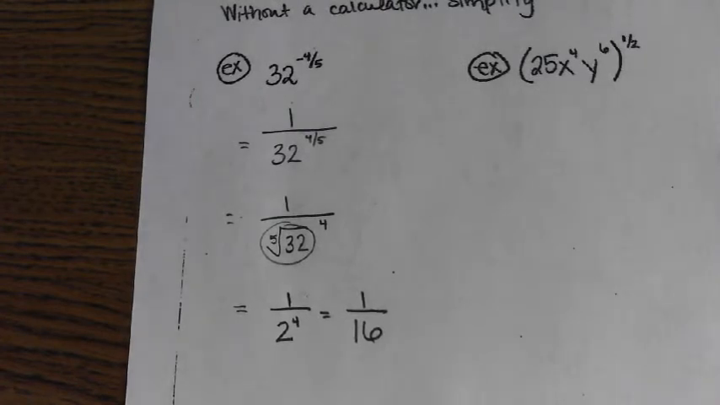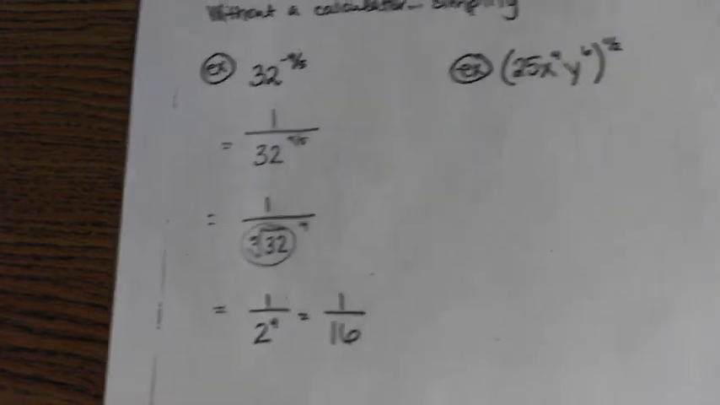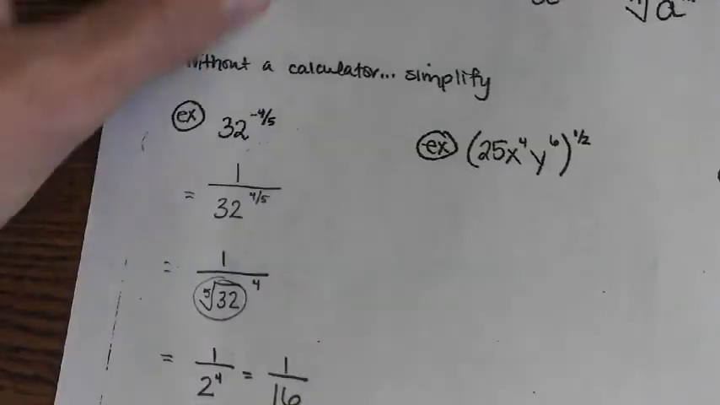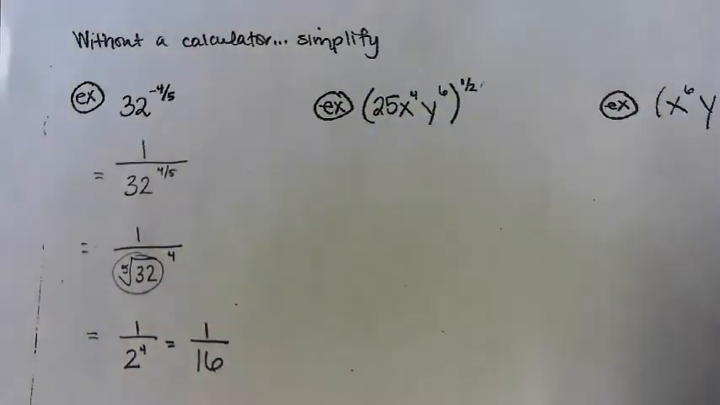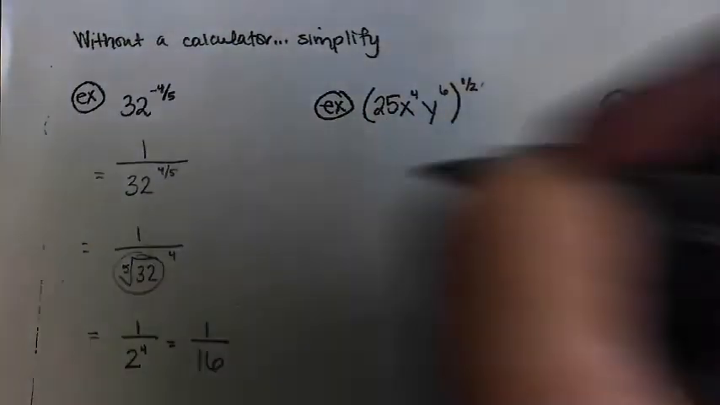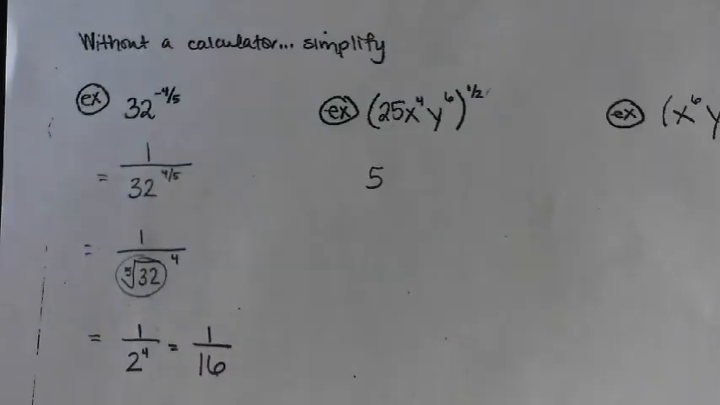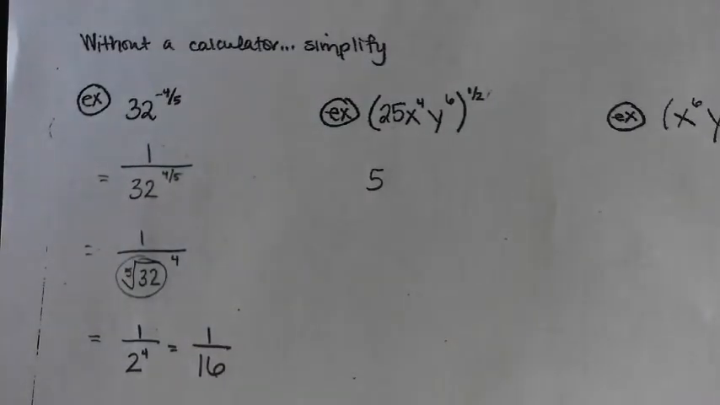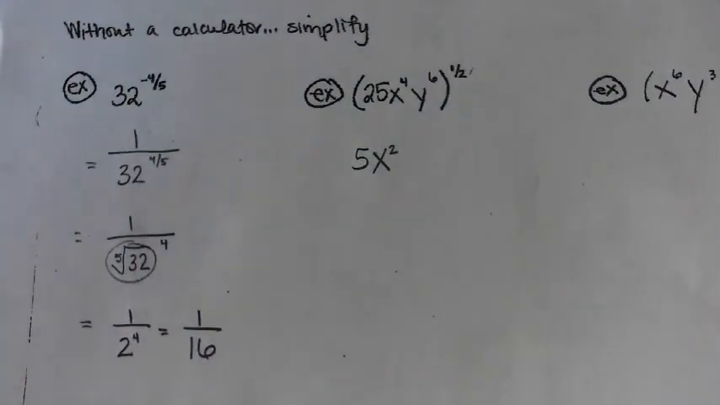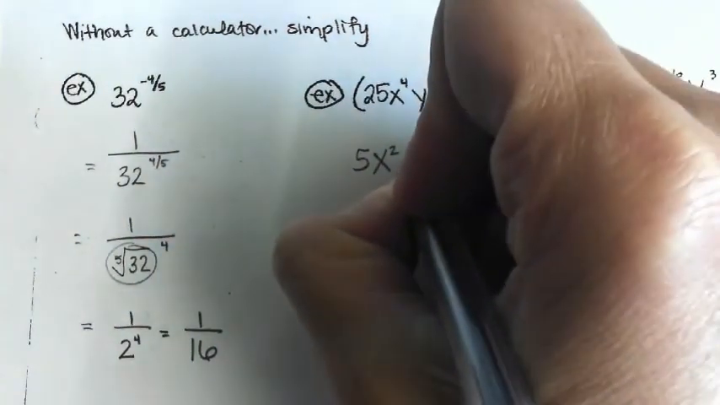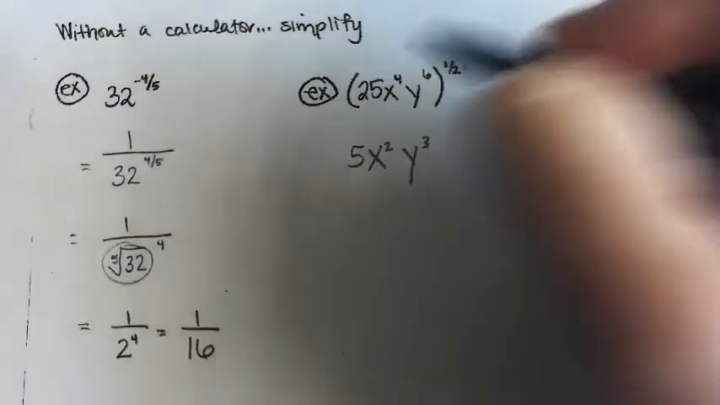So here's a new kind of skill as well. You never have had to do this without a calculator. Okay, and the next one, 25 to the 1/2 power is the same thing as the square root of 25, which is 5. X to the 4th to the 1/2 power, power to power you multiply, that's going to be x squared. And y to the 6th to the 1/2 power, power to power you multiply, 6 times a half is 3. So that's pretty straightforward.